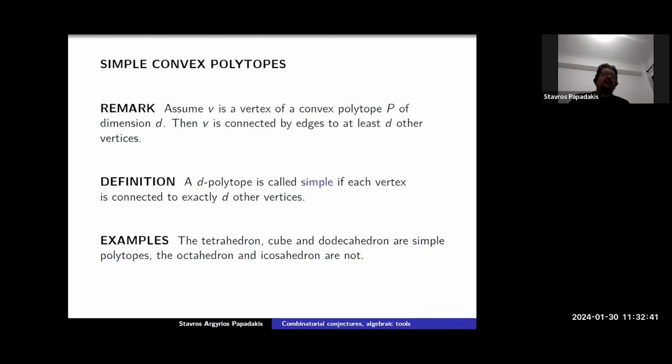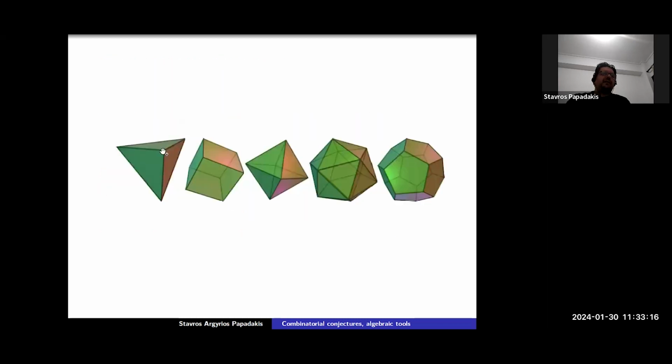Now let's discuss a little about the characterization of the F vectors for simple convex polytopes. We start with a remark that if we have a vertex of a convex polytope of dimension d, necessarily it is connected by edges to at least d other vertices. For example, for the tetrahedron, each vertex is connected to 3. The same for the cube. For the octahedron, each vertex is connected to 4 more vertices by edges.